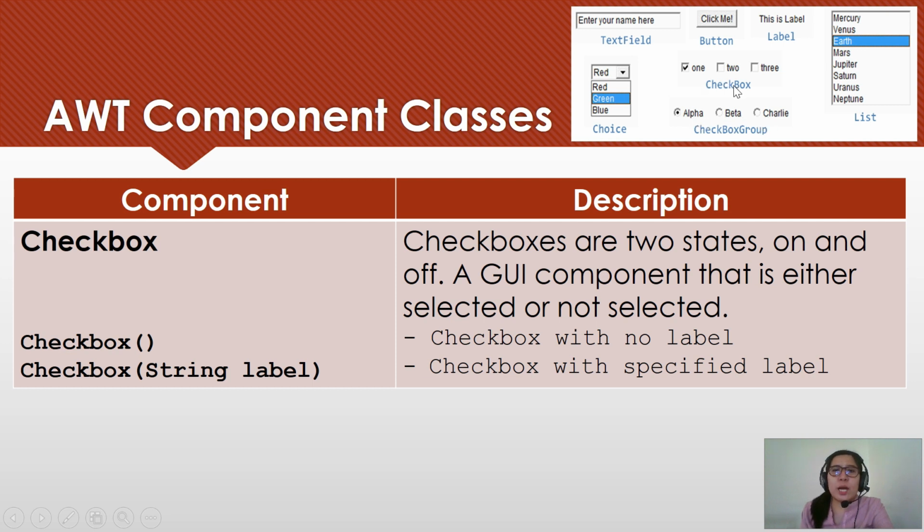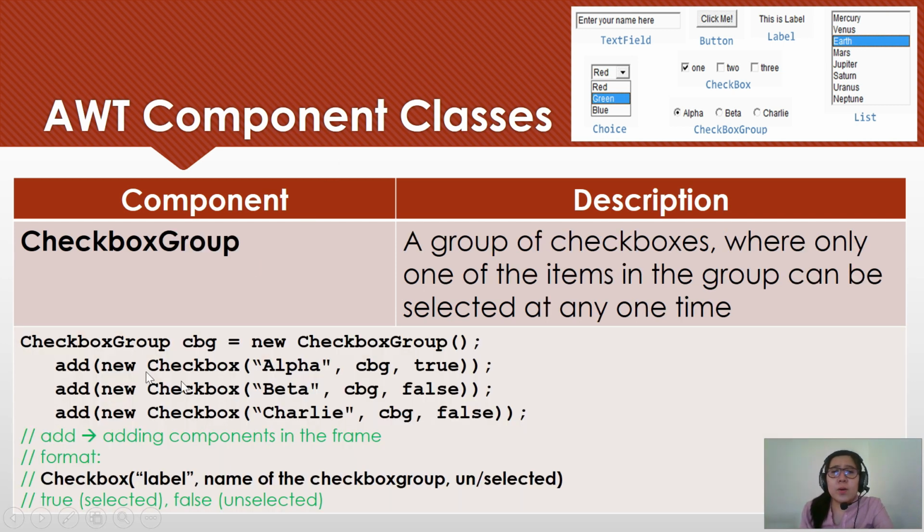So we have checkbox. If it is empty, checkbox with no label. If it is with a string value, checkbox with specified label. So in this example, we have 1, 2, 3. So there are also three checkboxes here. Checkbox 1, then checkbox 2, then checkbox 3. Okay? Next, we also have the checkbox group.